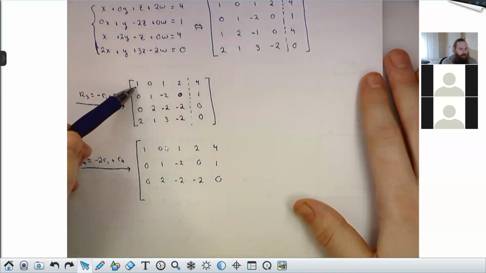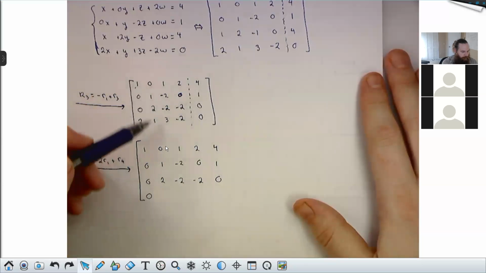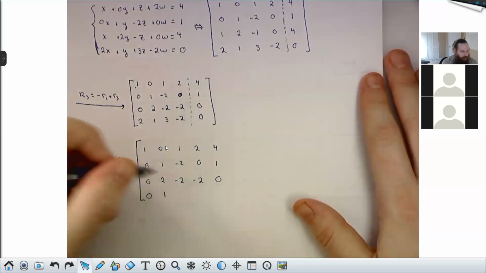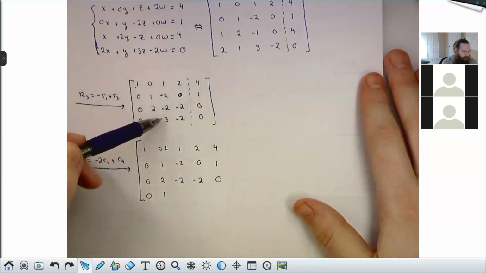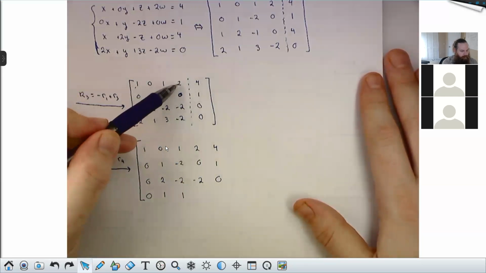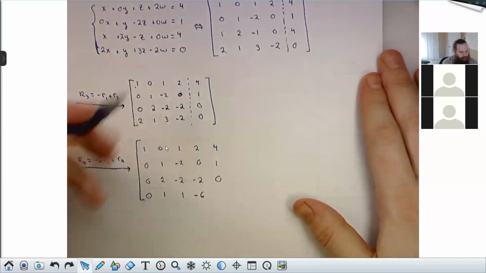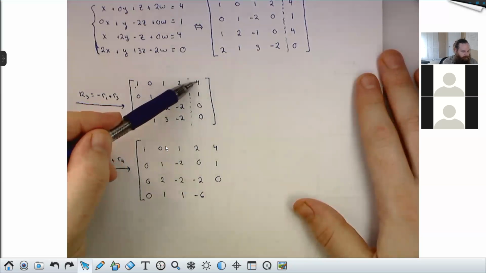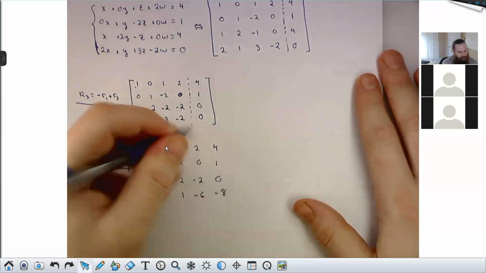Negative 2 times this plus this is 0. Negative 2 times this plus this is 1. Negative 2 times this plus this is also 1, right? Negative 2 plus 3, that's 1. Negative 2 times this is negative 4. Negative 4 plus negative 2 is negative 6. Negative 2 times this is negative 8. Negative 8 plus 0 is negative 8.